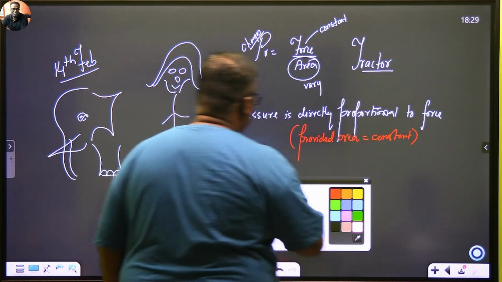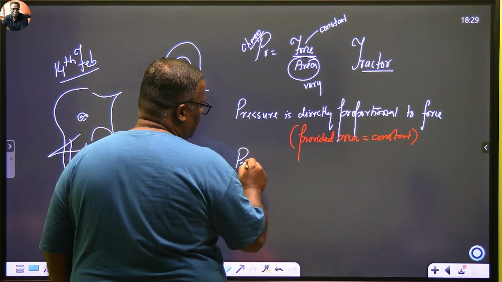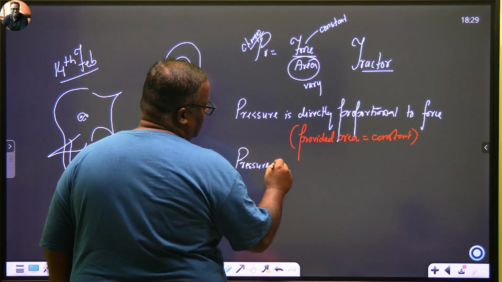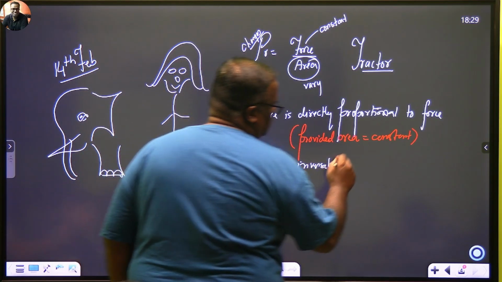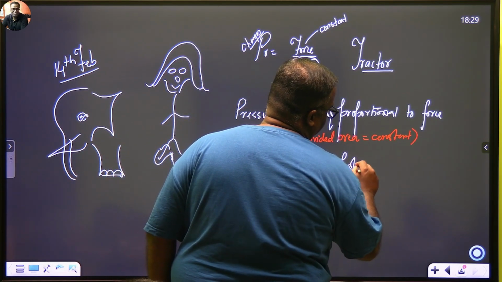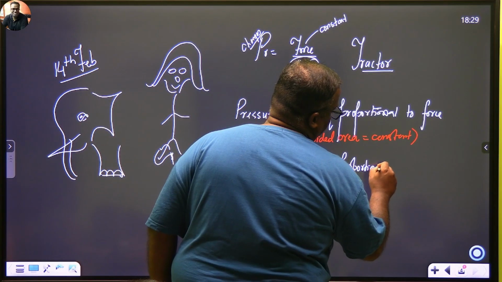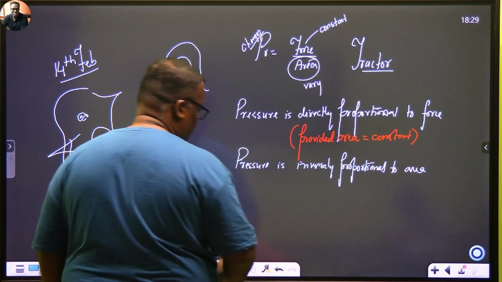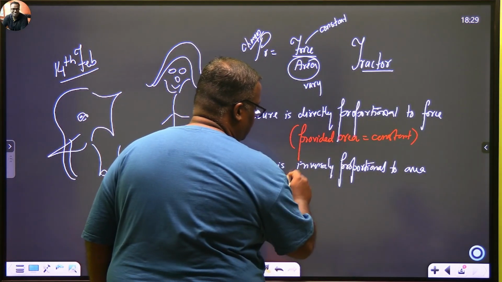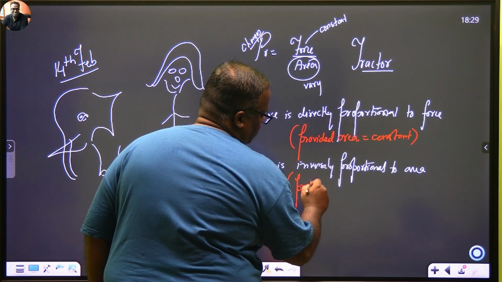Let's look at our next line. We will write pressure is inversely proportional to area. And here, what is the condition? Provided force is kept constant.